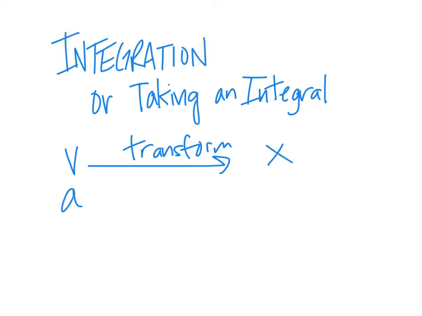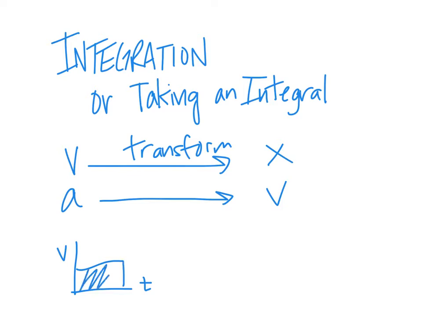Or if we know acceleration, it can transform it to velocity. It also has a connection to graphs, which we'll go through in just a second, but just real quickly, if you have a velocity graph, you can look at the area, and that will tell you the x, specifically the delta x, the change in position. All right, so let's take a look at a little bit more what this means.